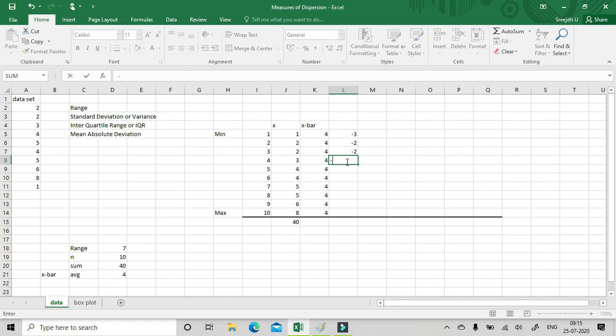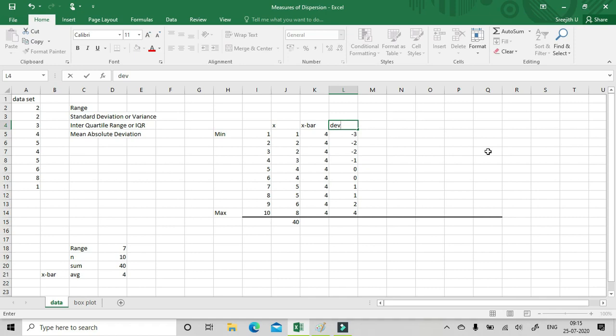3 minus 4 is minus 1. 4 minus 4 is 0, there's no deviation. 5 minus 4 is 1. 5 minus 4 is again 1. 6 minus 4 is 2. And 8 minus 4 is 4. Okay. Now this is actually deviation from the mean. Let's call it DEV, deviation from the mean.